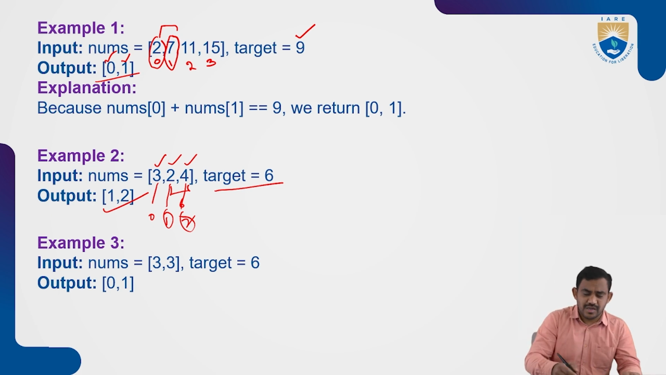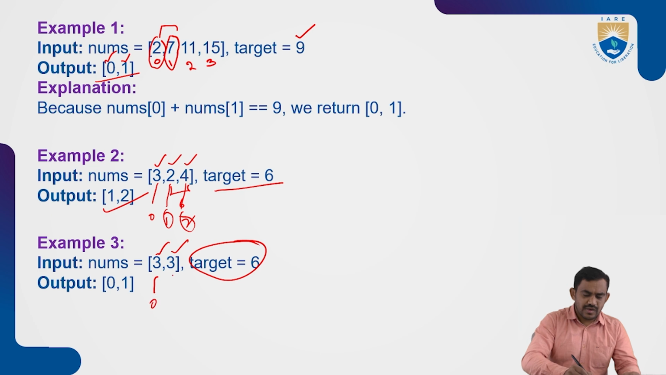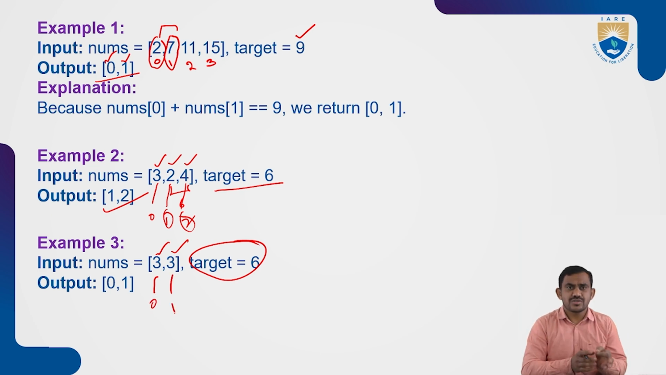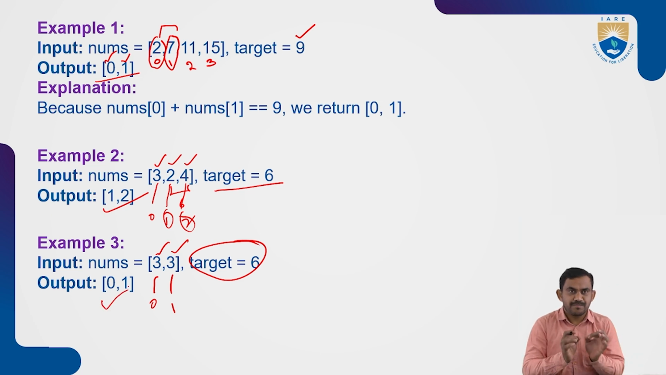Now one more example is also given. He gave the target as 6 and the numbers 3, 3. So 3 is at the 0th index and 3 is at the 1st index. What is your target? Your target is 6. So the 0th index is 3, the 1st index is 3, and 3 plus 3 is 6. Now the output is 0 and 1. So this is a simple, the simplest problem.